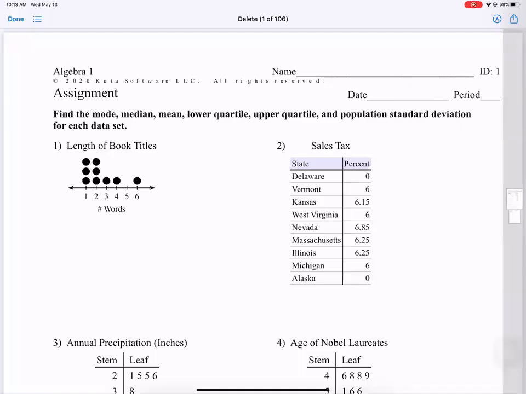Today we're just kind of combining everything that we've done so far for statistics. We're going to look at mean, median, mode, lower quartile, upper quartile, and the standard deviation for each set. I just want to show you guys the different ways we can look at data.